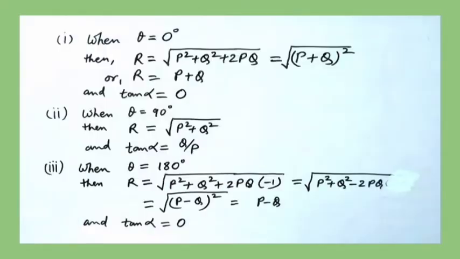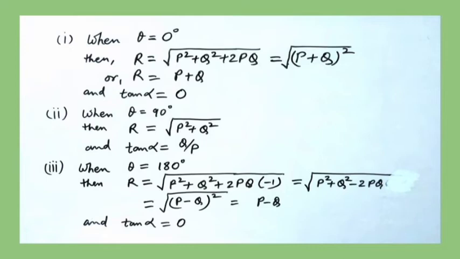Now consider different situations. When theta is equal to 0 degree, that is vectors P and Q acting along the same direction, then R is equal to under root P square plus Q square plus 2PQ, since cos 0 degree is equal to 1. Or R is equal to under root (P plus Q) whole square. Hence R is equal to P plus Q, and tan alpha is equal to 0, which implies that the resultant is along the same direction as P and Q.